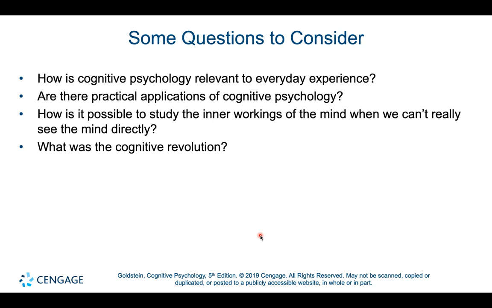Maybe the biggest question historically over the last 50 or 60 years in cognitive psychology is, how is it possible to study the inner workings of the mind, something that we can't touch and feel, right? We can only approximate or make assumptions about. And in fact, we'll see that very issue defined much of the creation of cognitive psychology. And lastly, what was the cognitive revolution, this paradigm shift moment or moments that led to the instantiation of what we now call cognitive psychology.